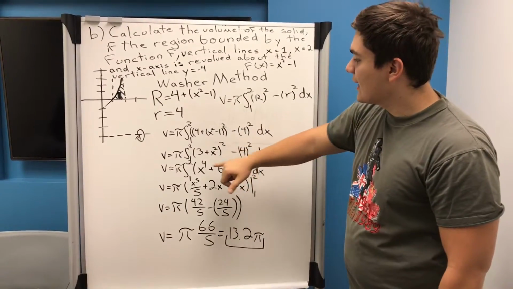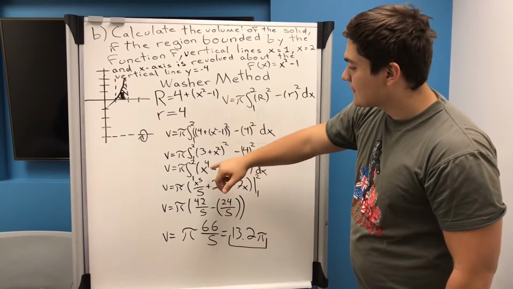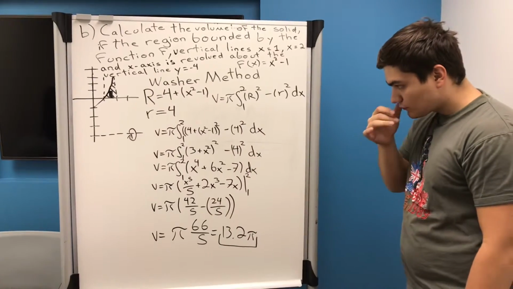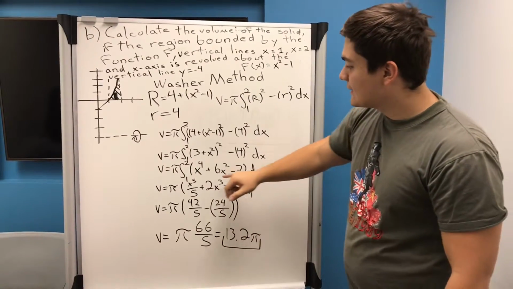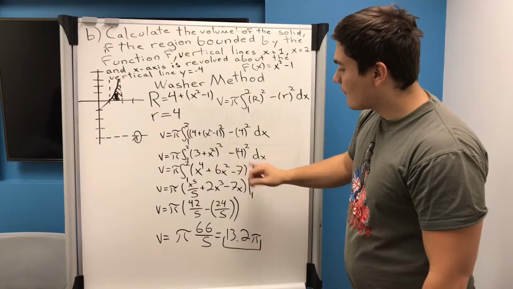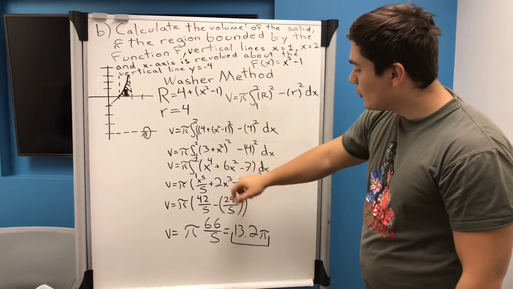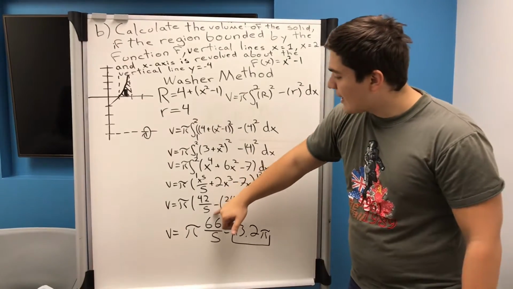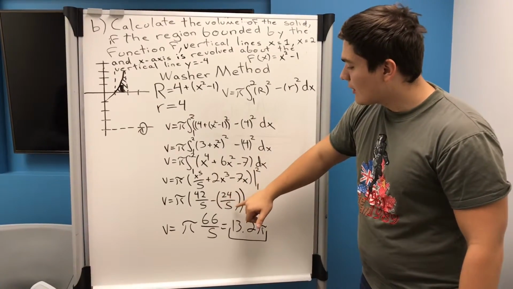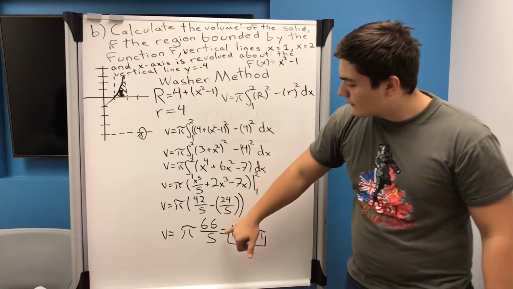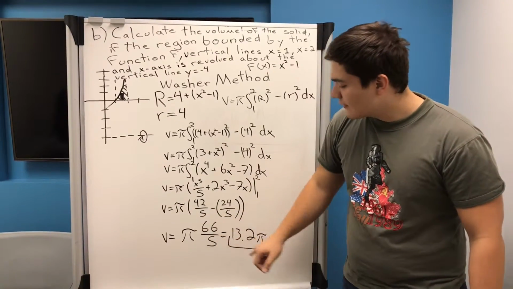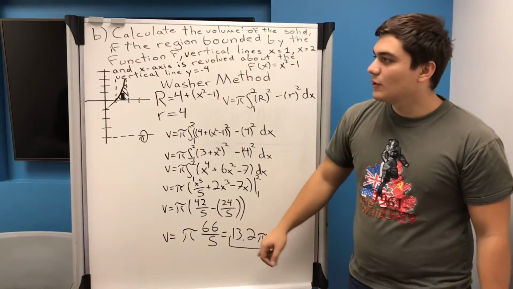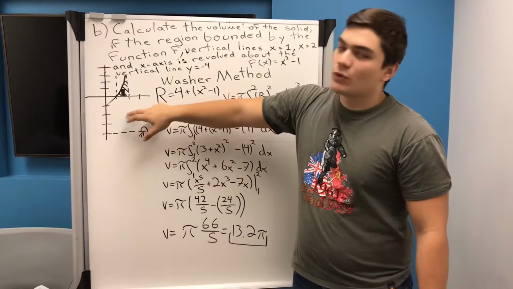We end up getting x to the 4th power plus 6x squared minus 7, and the integral of that is x to the 5th over 5 plus 2x cubed minus 7x, which gives us 42 over 5 plus 24 over 5, which gives us the end result of pi times 66 over 5, which is the same as 13.2 pi, and that's the volume of the figure we want to get.